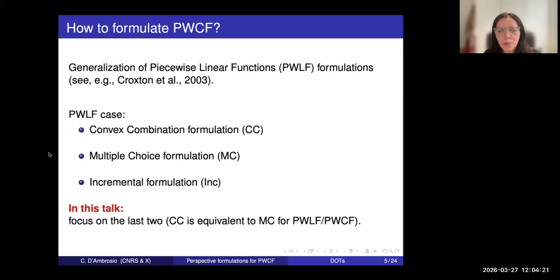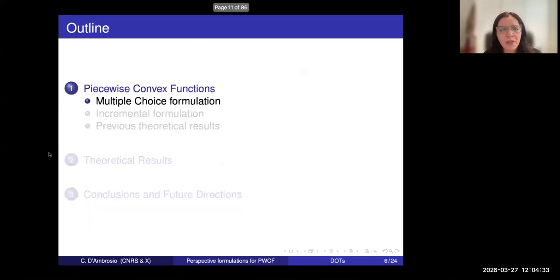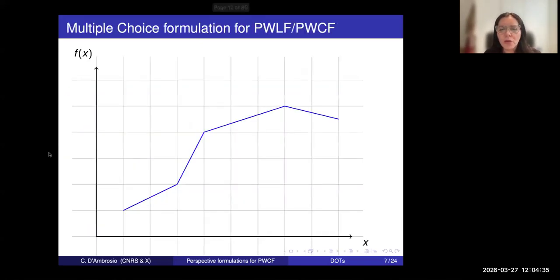So I will start from a multiple choice formulation, and I will introduce a general formulation that is valid both for the piecewise linear function and for the piecewise convex. To introduce the formulation, I will start with a linear function, just for simplicity of presentation, but you will see that the formulation will be valid for piecewise convex as well. Here, as in the previous case, we have x, that is our variable, and f of x is the function that we want to model within a mathematical optimization problem.